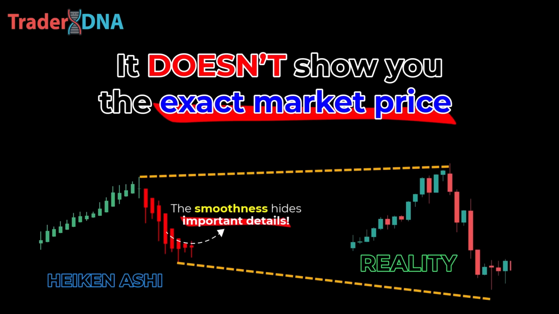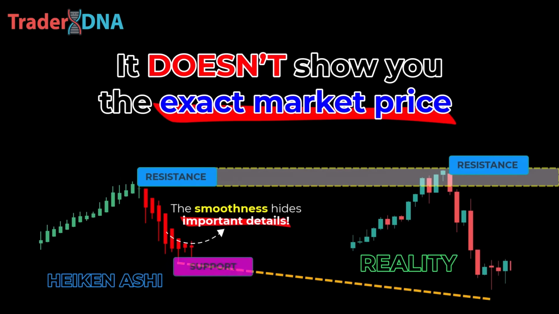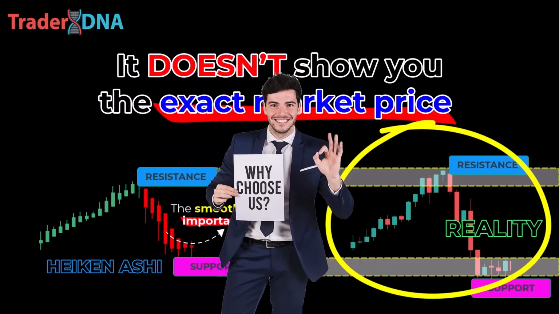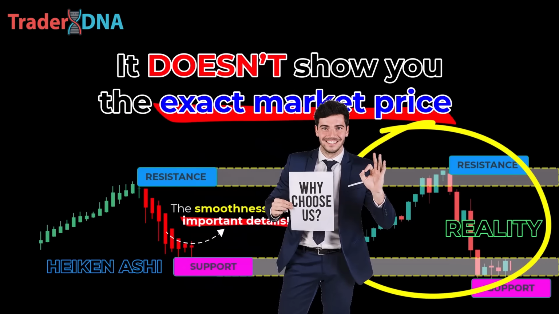Think about it. If you're trying to spot chart patterns or identify key support and resistance levels, Heiken Ashi makes it way harder. You're not seeing the real price, you're seeing a polished version. And that's why so many traders stick to normal candlesticks, because you want the real numbers, right?